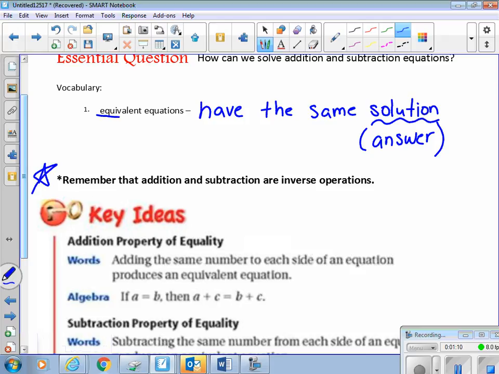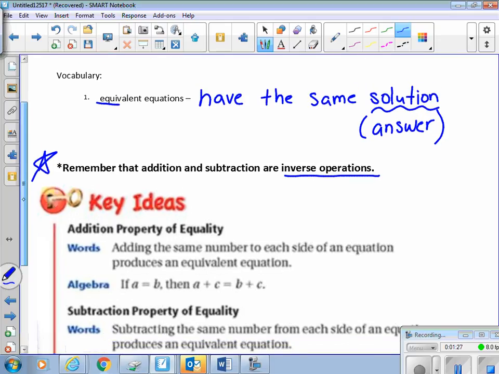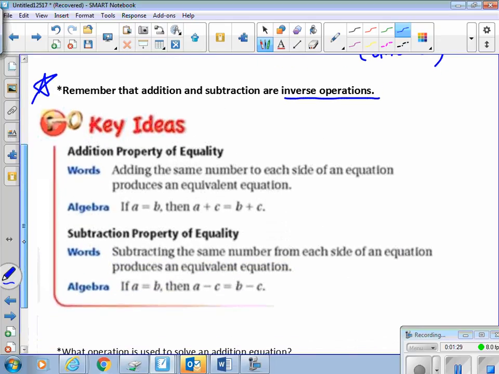Remember that addition and subtraction are inverse operations, meaning opposite operations. They undo each other. Therefore, if I need to solve an addition equation, I'm going to solve it by using the inverse operation, which is subtraction. And if I'm solving a subtraction equation, I'm going to solve it by using its inverse operation, which would be addition.